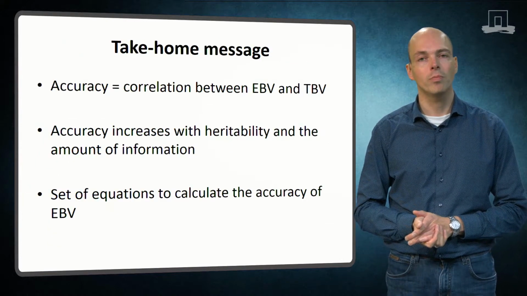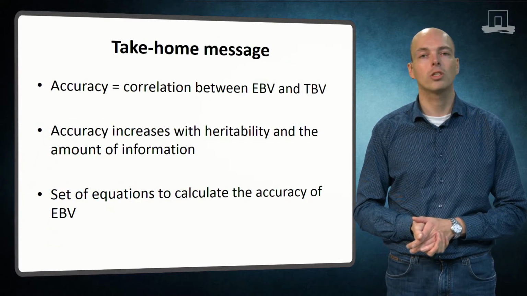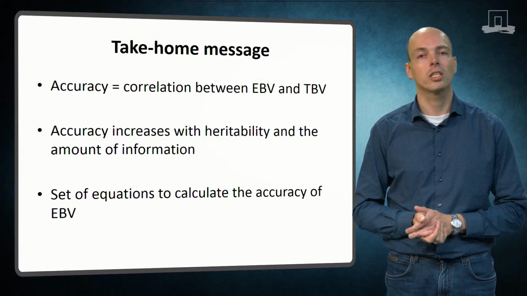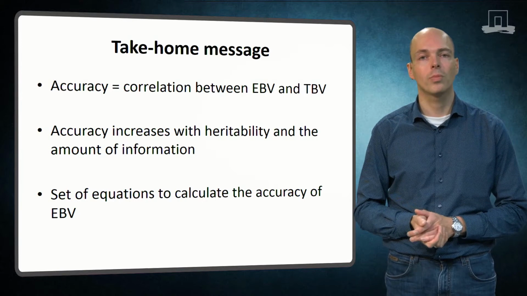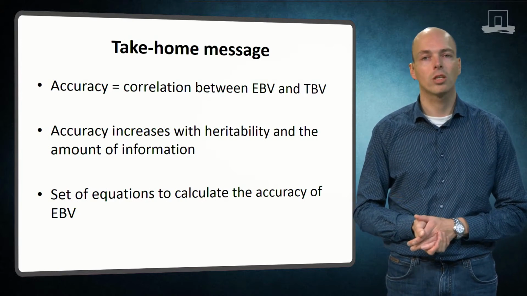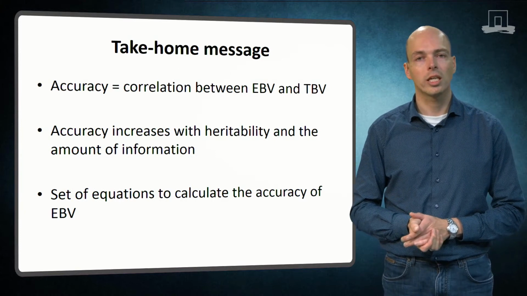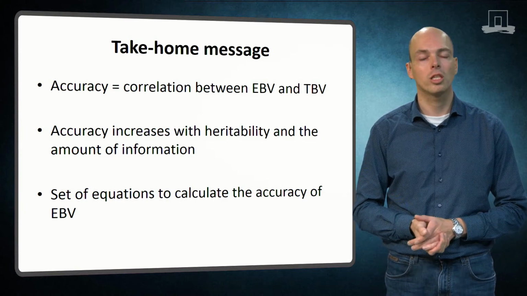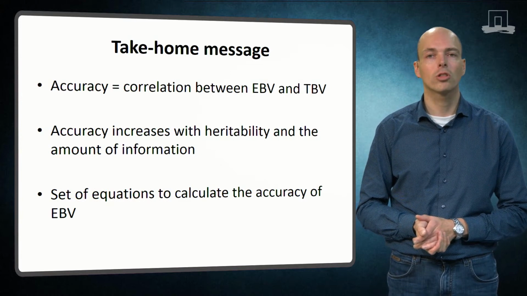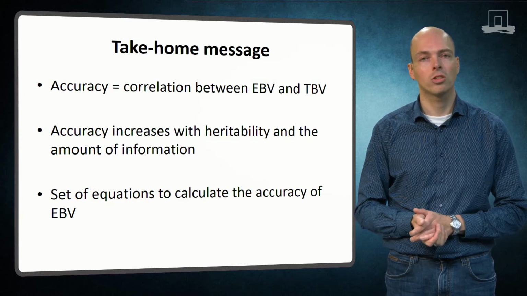So in summary, the accuracy is the correlation between the estimated and the true breeding values. The accuracy increases with the heritability and with the amount of information available, and we now have a set of equations to calculate the accuracy of estimated breeding values in a number of situations. And these equations can be used to design and optimize your breeding program.